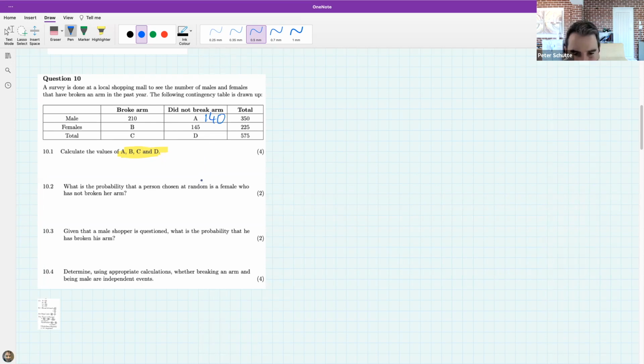So that is 140. Yep, I agree. And then what is B going to be? So in order to get to 225, 145, so that would have to be 80. Yeah. Now we need C and D.